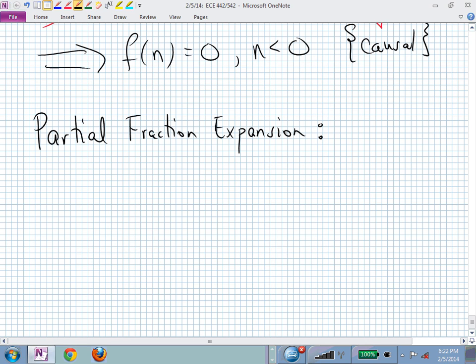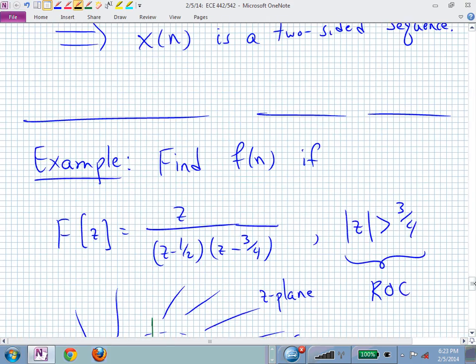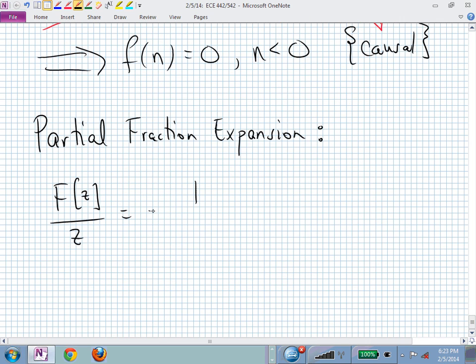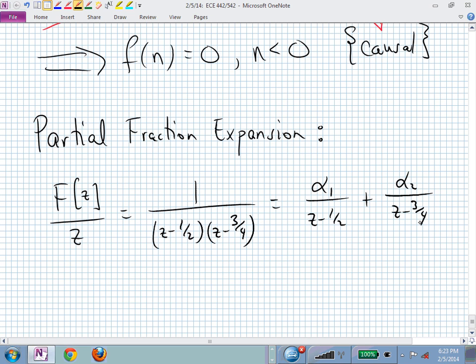So the strategy for inverse z transforming, in order to get expressions that are consistent with our table, is that we divide that z out before we perform our partial fraction expansion. Meaning now, capital F of z over z, and this was our F of z that we were given. That's just equal to 1 over this product of linear factors, 1 over z minus 1/2, z minus 3/4. And this is now just some alpha 1 over z minus 1/2, plus some alpha 2 over z minus 3/4.